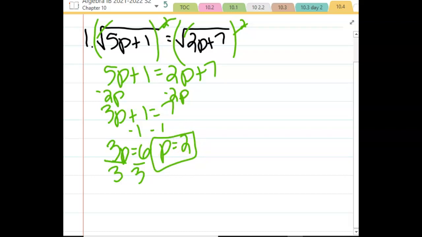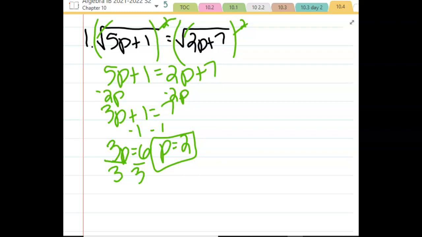Just like yesterday, and I showed you on the very first example why you have to check your answers. You need to make sure that this will work, because anytime you square both sides, you introduce the possibility, not all of the time, but you introduce the possibility of having an extraneous solution.